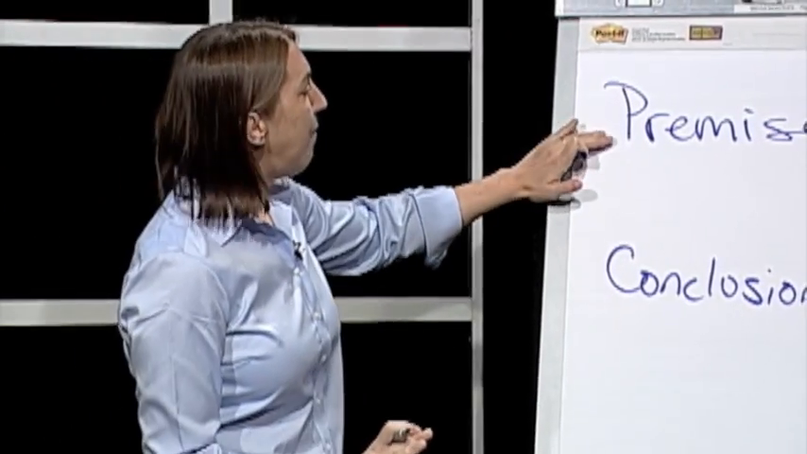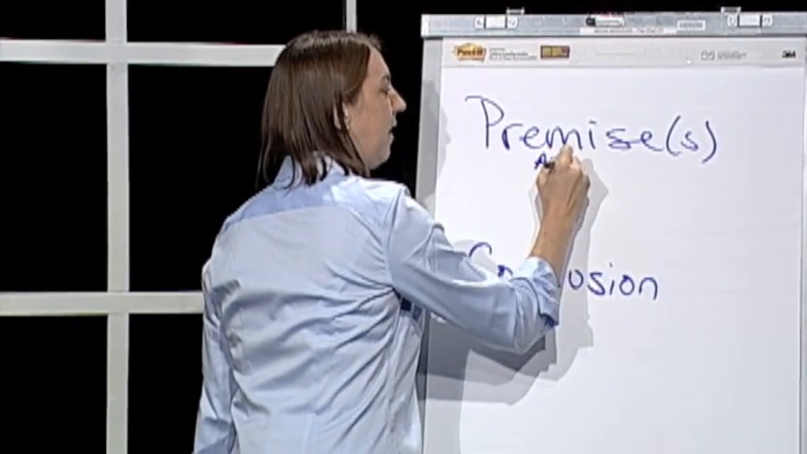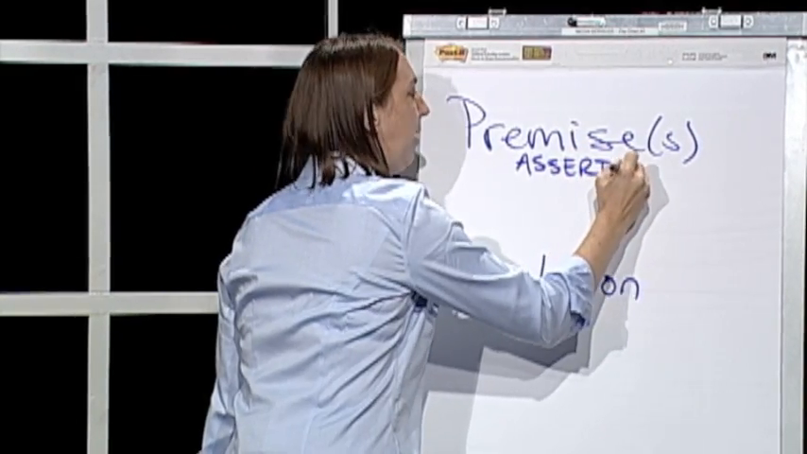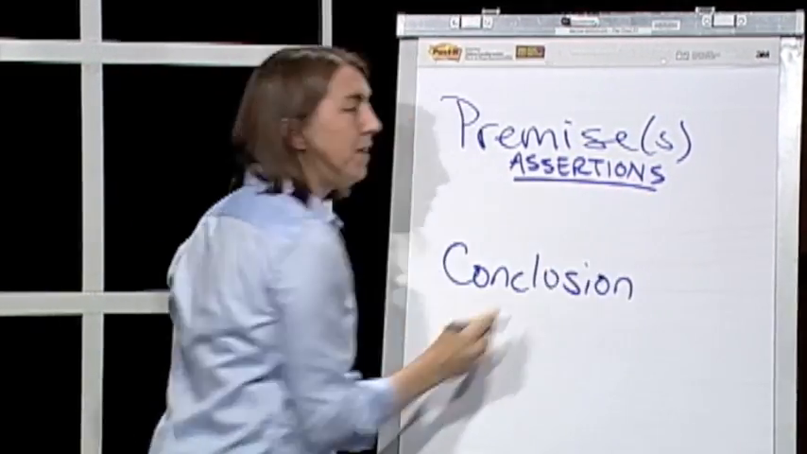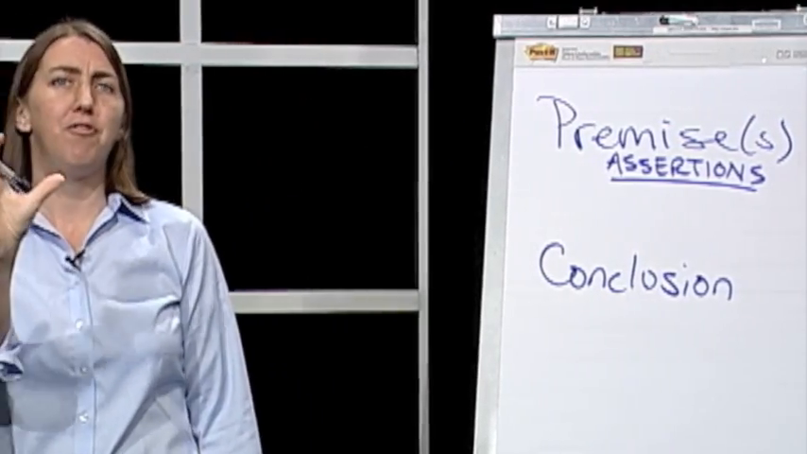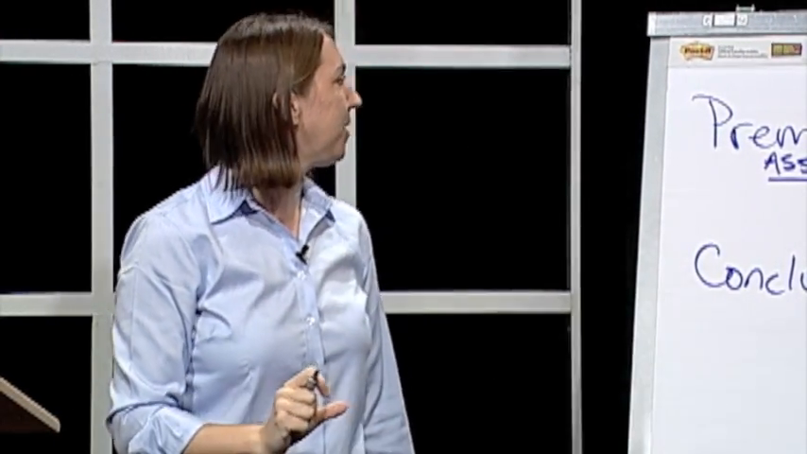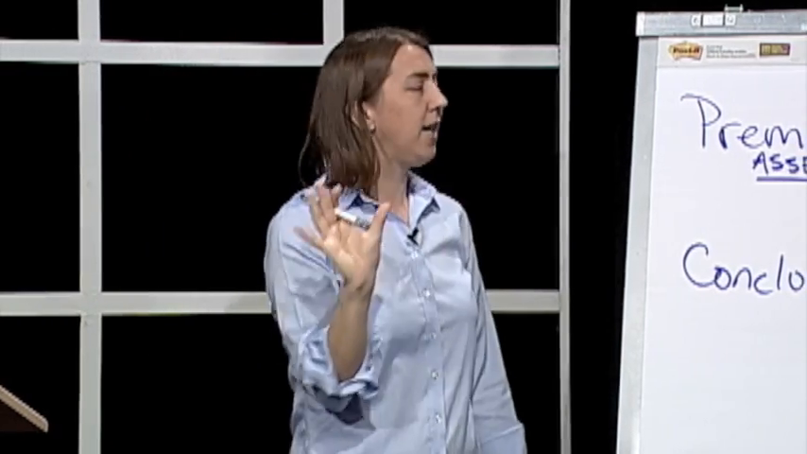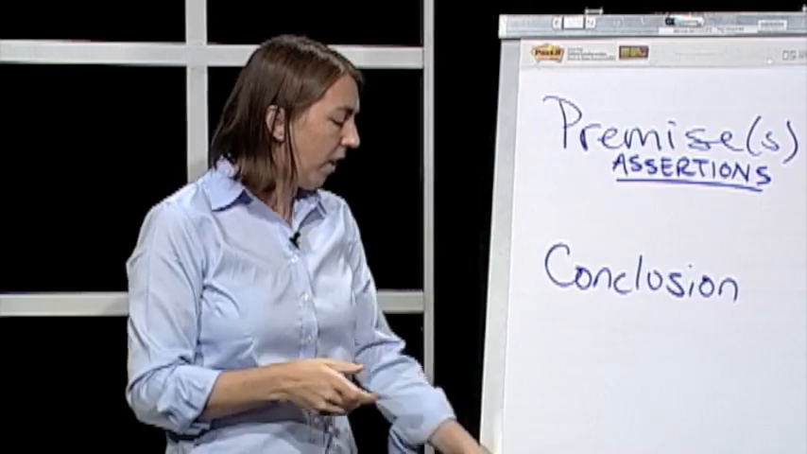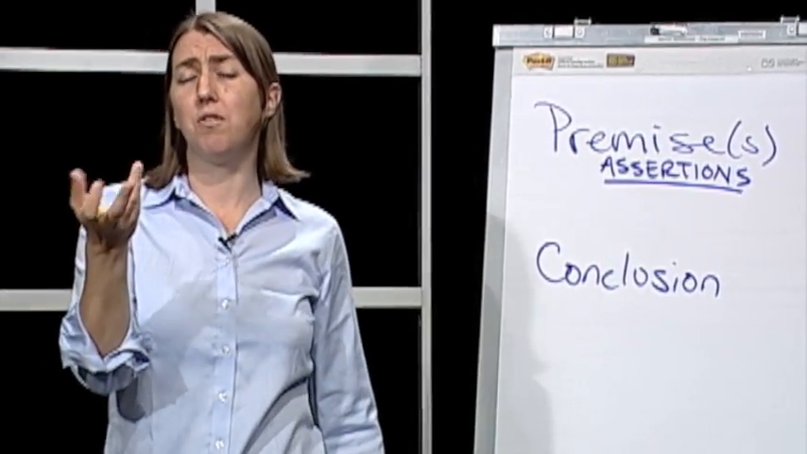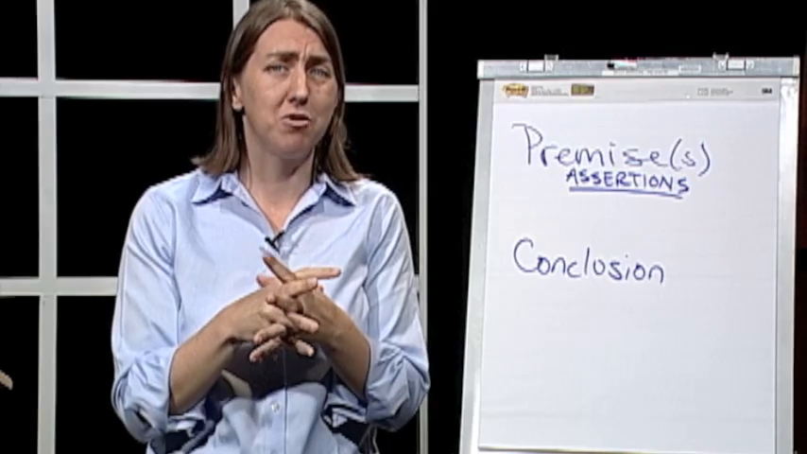Now, both premises and conclusions must be assertions. They have to be claims. They cannot be questions. They cannot be sentence fragments. They have to be claims of fact. I'll get into the fact versus opinion matter more in a later step about acceptability. They have to be claims, but they need not be substantial. They need not be important. Any claim can function as either a premise or a conclusion.